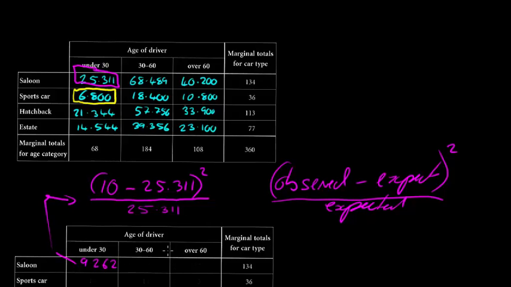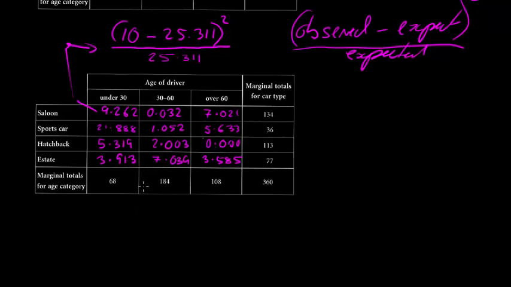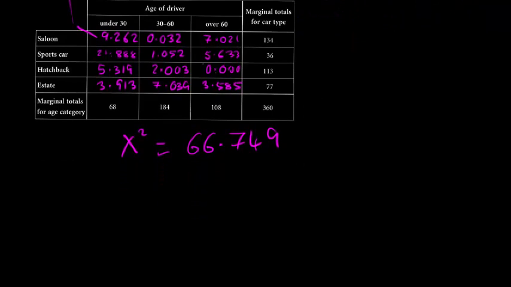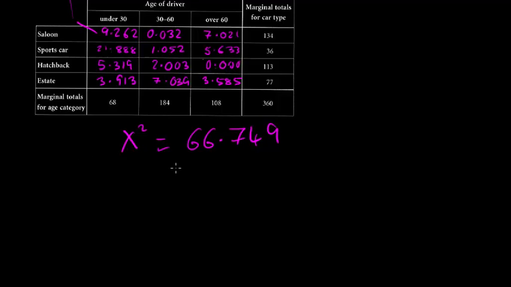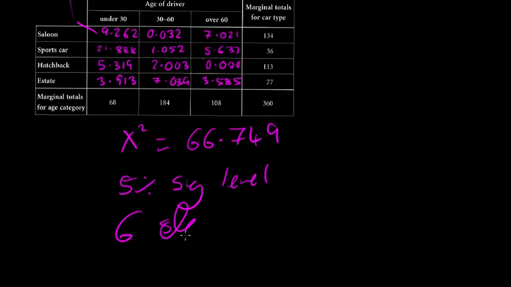The sum of all of these values is chi-squared, which comes out to be, on my calculator, 66.749. So I'm all ready to find out whether or not this is significant. The question asked for the 5% significance level, and I also need my degrees of freedom. I've got 3 by 4, so take one off the 3, I get 2, take one off the 4, I get 3, so 2 times 3 gives me 6 degrees of freedom.